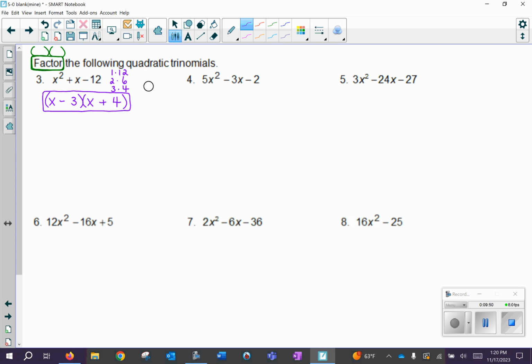Okay, let's do it again. Number 4. Here's the thing we have to change a little bit. On number 4, I have a 5 in the front. To get 5, that's 1 times 5. All right, to get 2 in the back, that's 1 times 2. Those are my only options. So here we go with our parentheses then.